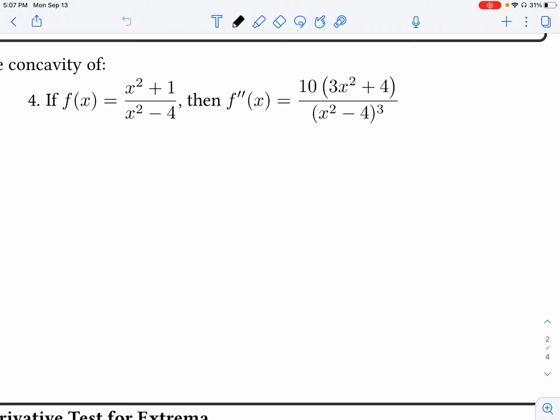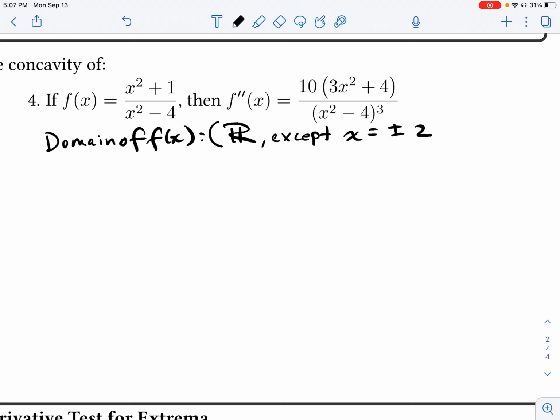Now, let's check to see, is there any place where this function is undefined? Let's look at the domain of this function first. The domain of f of x looks like it's all real numbers, except where? Except x can't be equal to positive or negative 2, because that would cause that function to be undefined. That's going to be important for us.